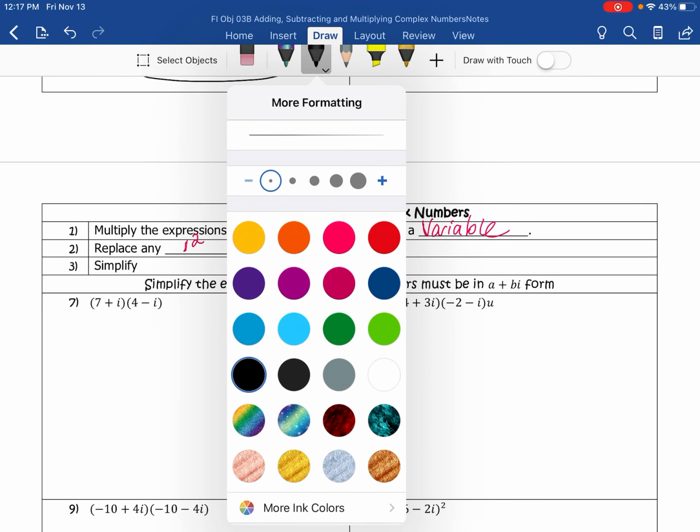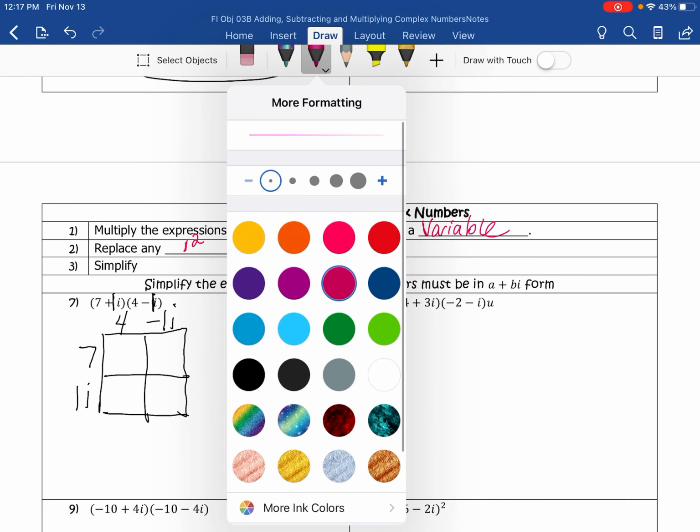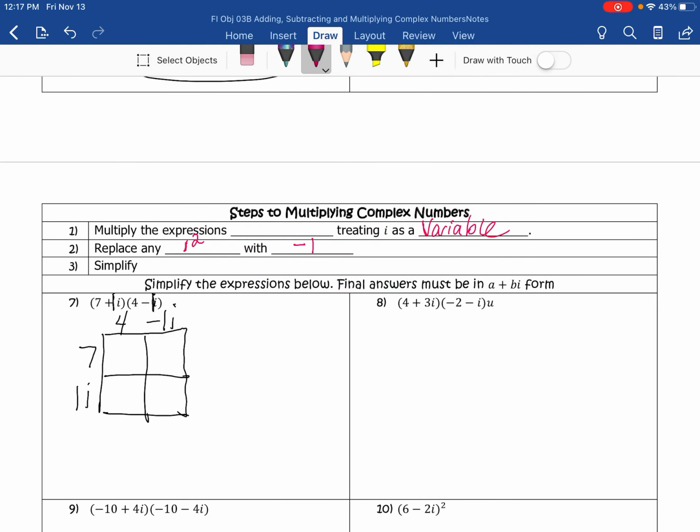So, like I said, I'm going to use the box method to multiply this out. So I make a box. One side is going to be 7 plus 1i, and this is going to be 4 minus 1i. Okay, and I'm putting 1s here and here. And so I multiply that across.